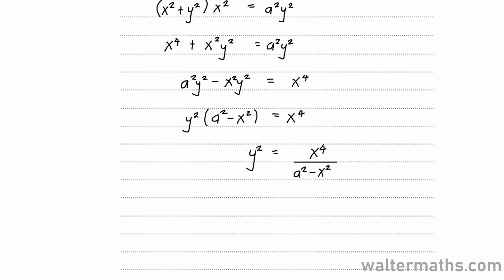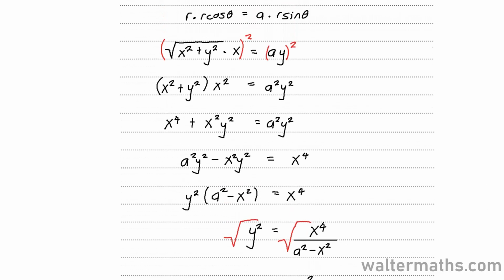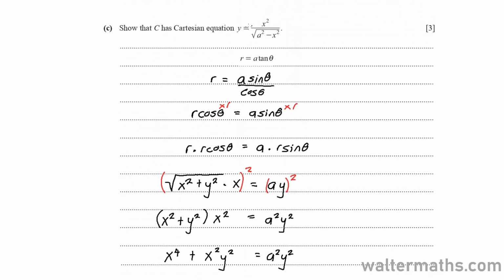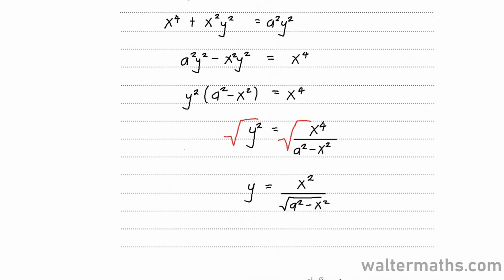And the last step here is I will square root both sides, and if we do, then we'll be having on the left side y, and on the right side x² over the square root of a² − x². And that is the expected result. So I'm going to say here, hence shown.